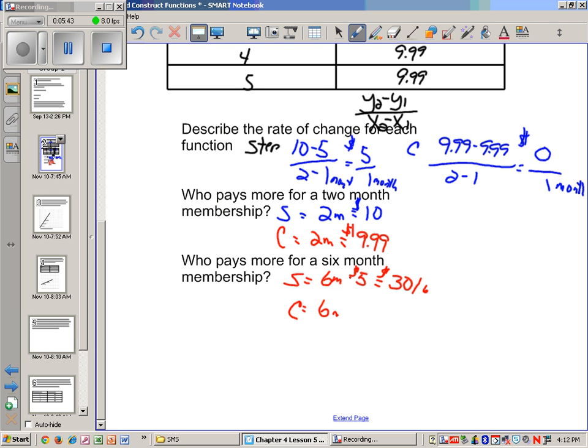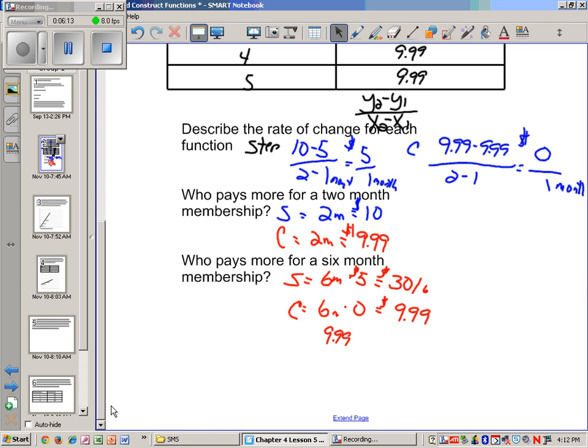His rate of change is 0. So he's going to be, once again, at $9.99 per month. So this is going to be $9.99 once again. So for 6 months, it doesn't change. It still stays at $9.99 for Carlos. So Stephanie would pay almost triple of what Carlos is paying for his gym membership.